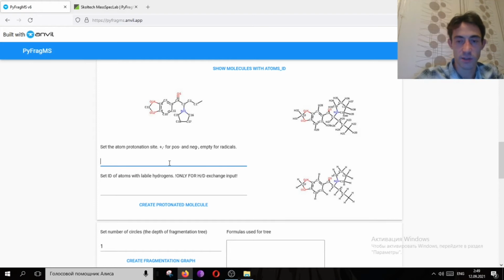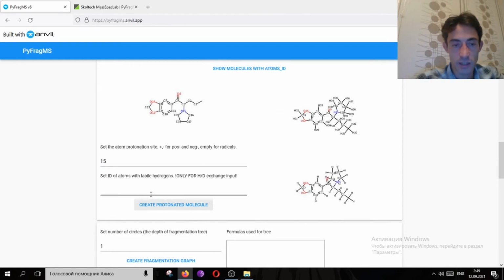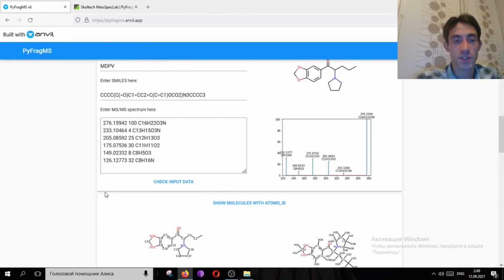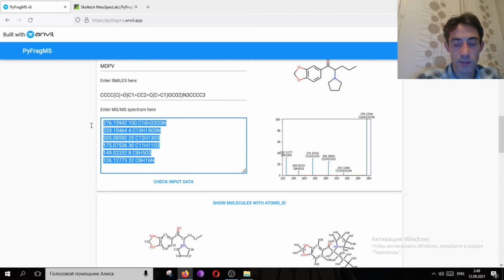So let's protonate nitrogen 15, and what is here? Set ID of atom with labile hydrogens only for HD exchange input. I will show you this later. Here we can specify not only a regular MSMS spectrum for a non-modified compound. We can specify isotopes here. For example, we can specify a hydrogen isotope or an oxygen isotope.